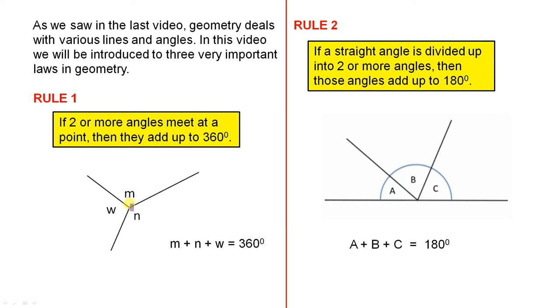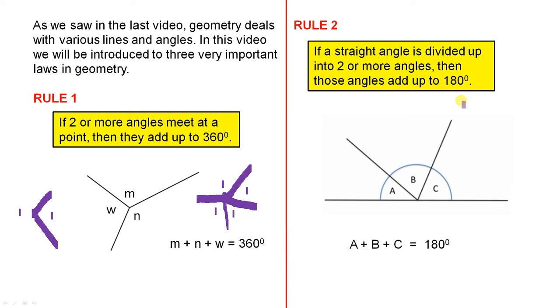Here we have an example of 3 angles meeting at a point. There's a point there, for example, and here we have 2 angles meeting at a point there and there. You can also have 4 angles meeting at a point. For example, if we had lines like this, one, 2, 3, 4. So whether you have 2 angles, 3 angles, 4 angles or more meeting at a point, the sum of those angles is 360 degrees.